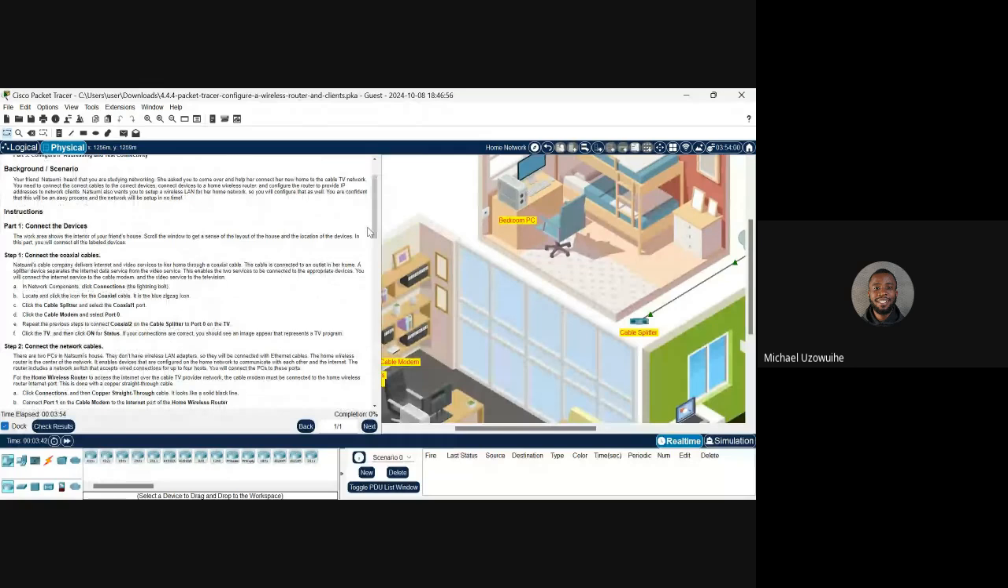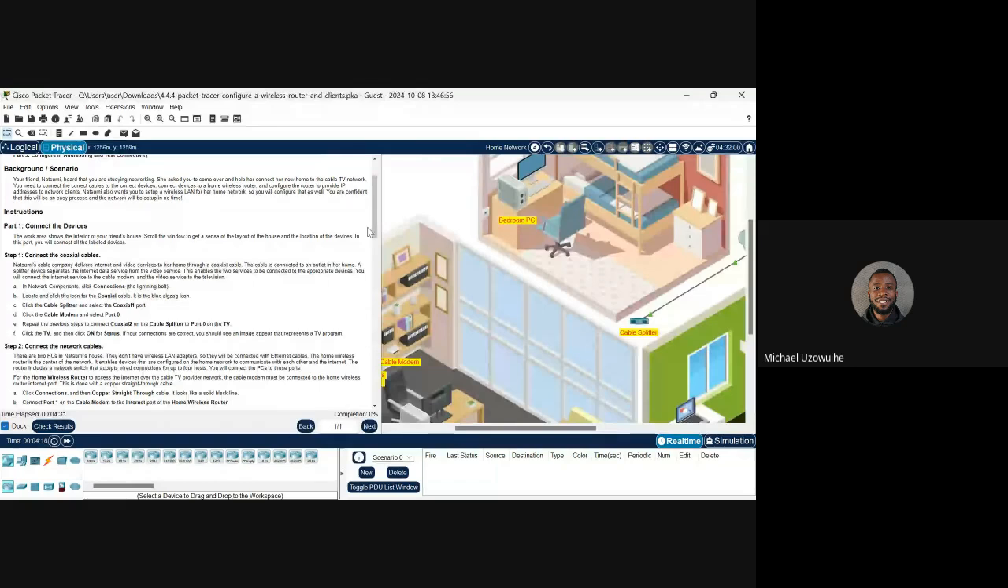So as you can see, our friend asked you to come over and help her connect her new home to the cable TV network. That is to say, we are connecting our smart TV the same way you buy a decoder, connect it, and you start getting live streams. That's what we'll be doing today. You need to connect the correct cables to the correct devices, connect devices to a home wireless router, and configure the router to provide IP addresses to network devices.